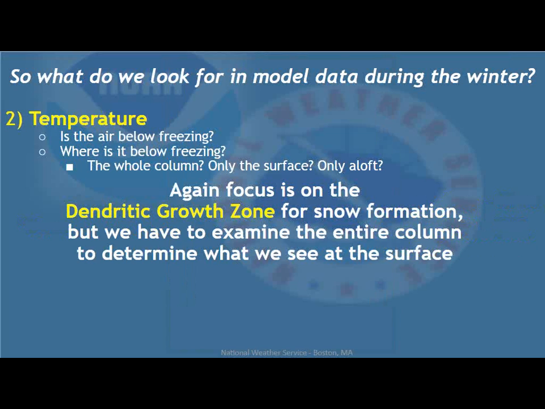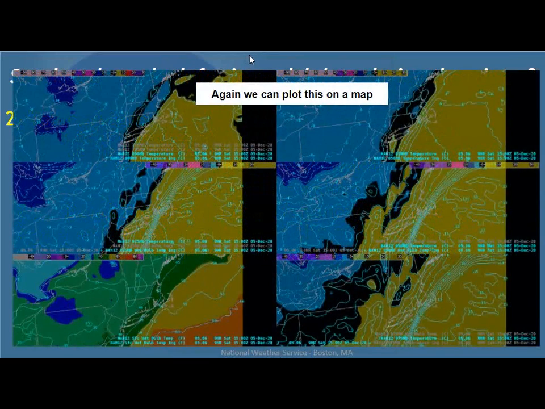So big question, is the air below freezing? And where is it below freezing? Is it in the whole column or just at the surface? People might think, oh, it's 20 degrees at the surface, it's definitely going to snow. But not necessarily. Again, we're looking at the dendritic growth zone especially, and then what the temperature profile does from there down to the ground. So we can look at that again on a map. We could plot it on a map.